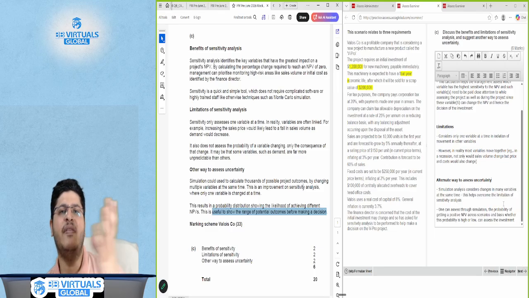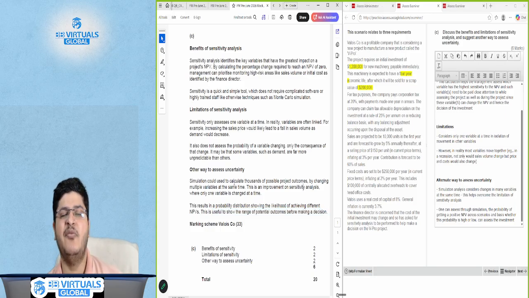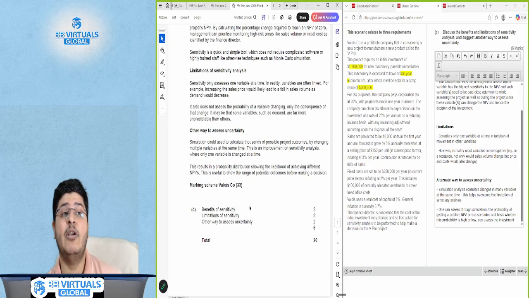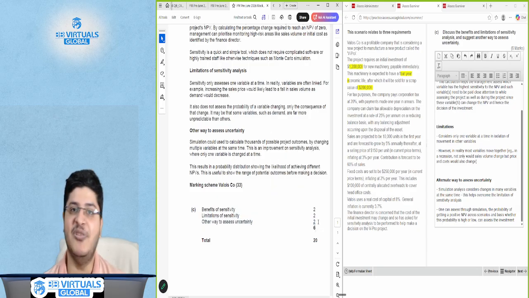Okay, so I've written different words, I've written my own words, they've written different words, but that's okay. You'll still get those marks even if you write in your own words, as long as the points that you've written are correct. 2 marks for benefits, 2 marks for limitations, and 2 marks for other way to assess uncertainty. I hope this is helpful.